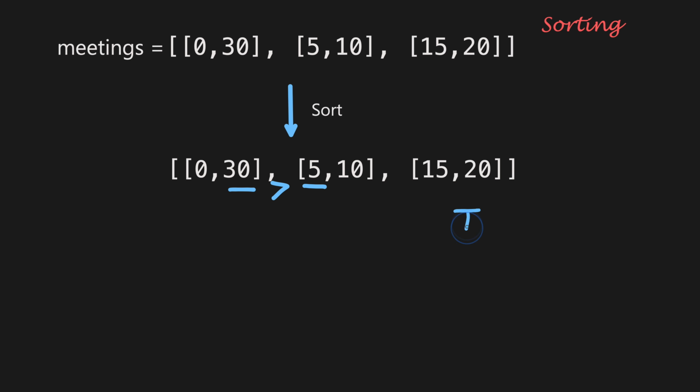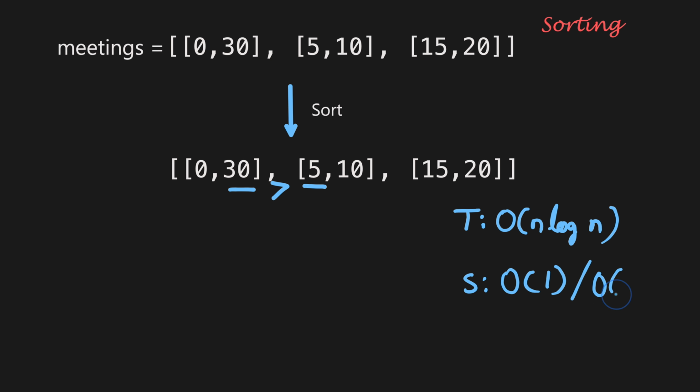Now, the time complexity of this approach is O(n log n), dominated by the sorting step, because first we sort the array, which takes O(n log n) time, and then we do a linear scan and compare each meeting with the previous one. That takes O(n) time. So, because of this, the overall time complexity is O(n log n), and the space complexity will be O(1) if we sort in place, or O(n) if we are using some sorting algorithm which requires extra space.